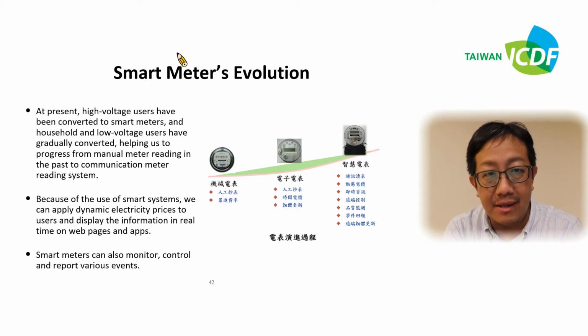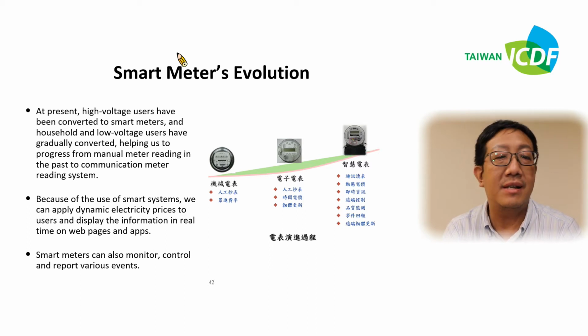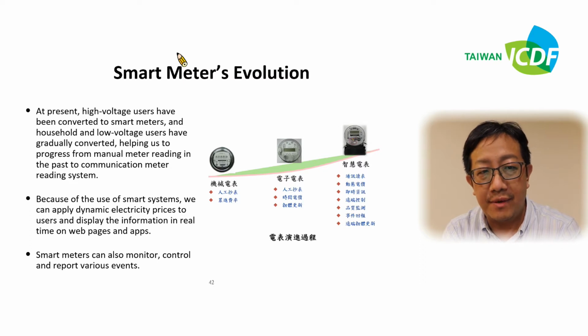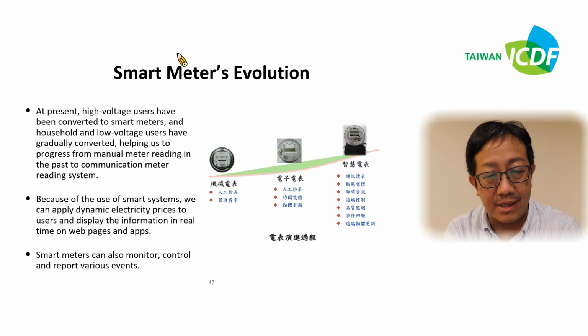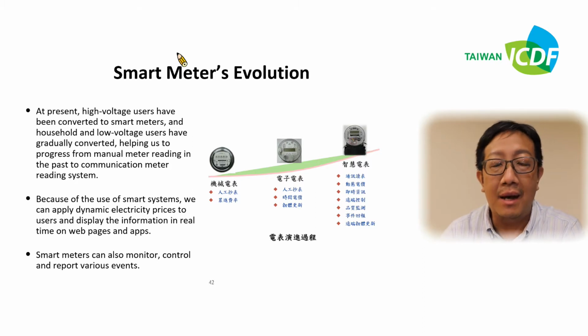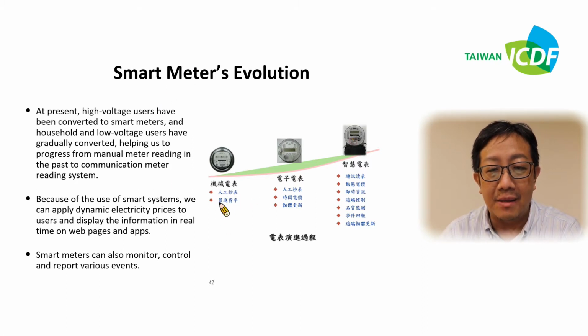Now let's take a look at the smart meters evolution. At present, the high voltage users have been converted to smart meters, and household and low voltage users have gradually converted, helping us to progress from the manual meter reading of the past to the communication meter reading system. And you can see at the right side, from the mechanical meter to the electrical meter to the AMI nowadays.